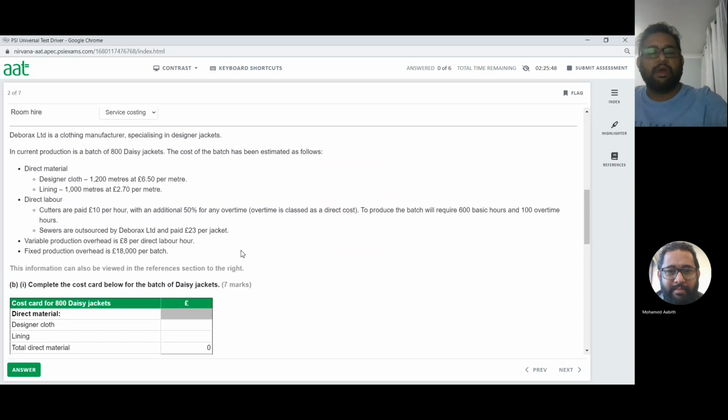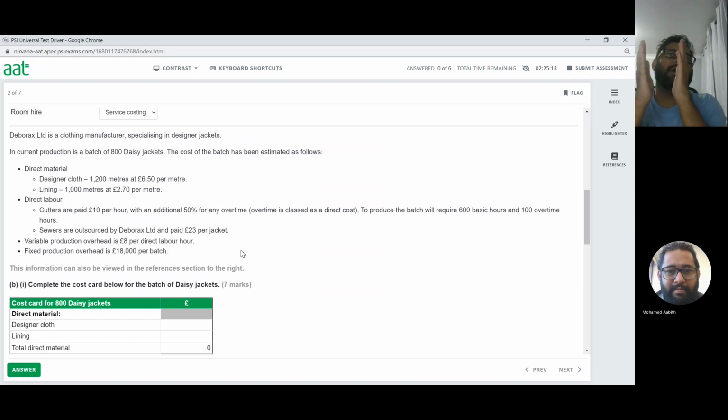Deborah's Limited is a clothing manufacturer specializing in designer jackets. In current production is a batch of 800 Daisy jackets. I don't know what a Daisy jacket means. The cost of the batch has been estimated as follows. So you have been given the material cost there. They have said the designer cloth is 1,200 meters at £6.50 per meter. Lining is 10,000 meters at £2.70 per meter.